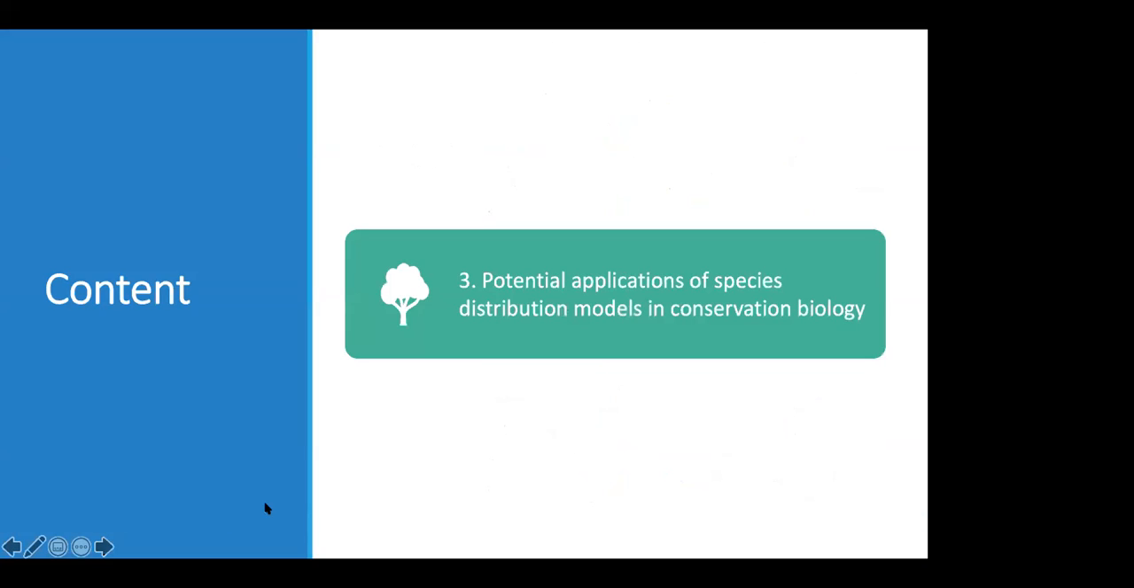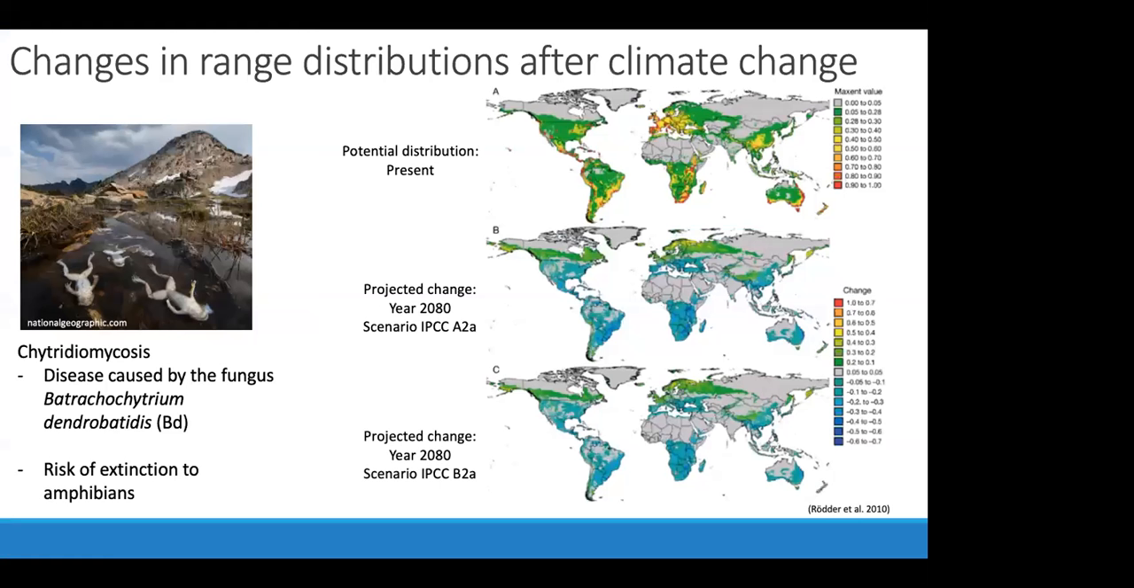So now I'm going to go over some of the potential applications of species distribution models in conservation biology and to inform conservation activities. A common application is to estimate potential changes in range distributions after climate change, or areas of a species range that might be the most vulnerable to climate changes.